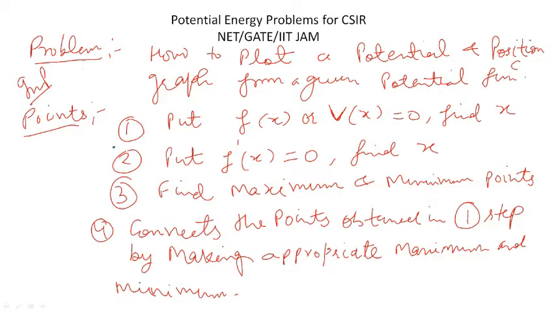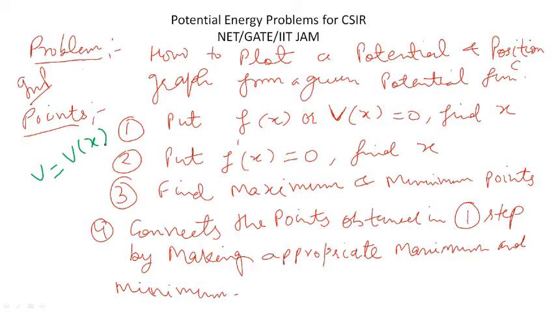Hello everyone, today we will learn how to plot a potential and position graph from a given potential function. Here your potential function will be like V equal to V(x), meaning it will be a function of x. To plot such a graph you have to note some points.